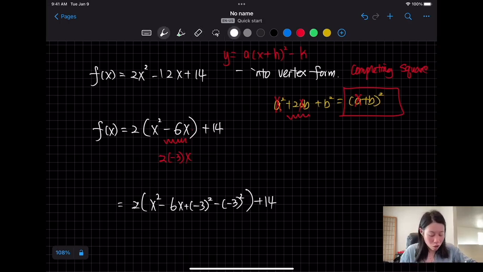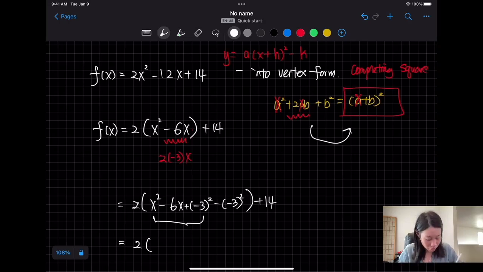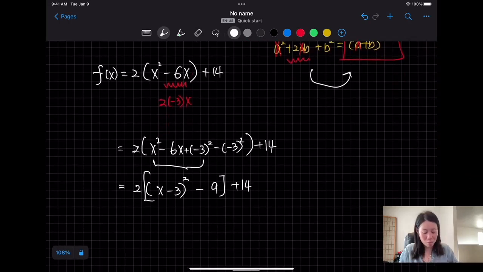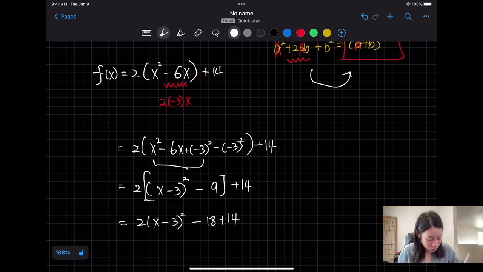All right. So the first 3 terms, hey, we can use the complete square. So that means this is equal to x minus 3 squared. And then I have a negative 9 plus 14. And now we simplify it. We need to distribute the 2 inside. So I have a negative 18 plus 14, which gives you 2 times x minus 3 squared, and then minus 4. So that's complete square.